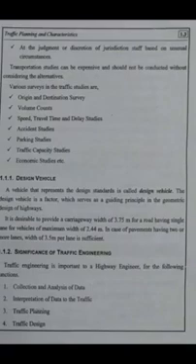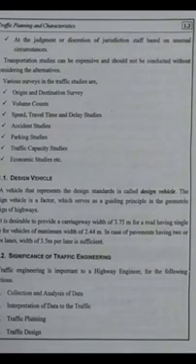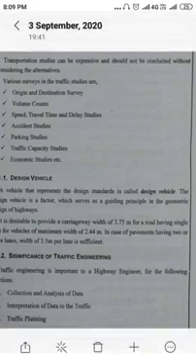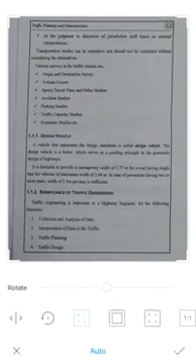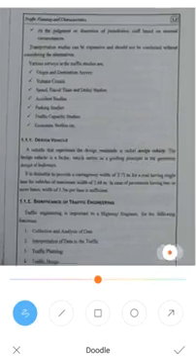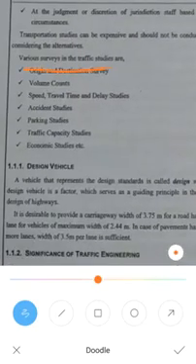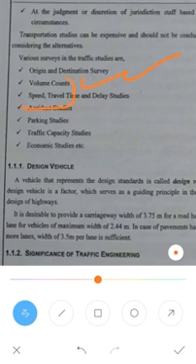Next are the various types of surveys which are carried out for the different traffic studies. One is the origin and destination survey, another is the volume counts, the speed of the vehicle, and the travel time. There are different paths and different roads, so for the different roads, the speed may vary.